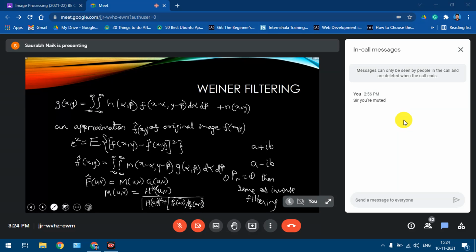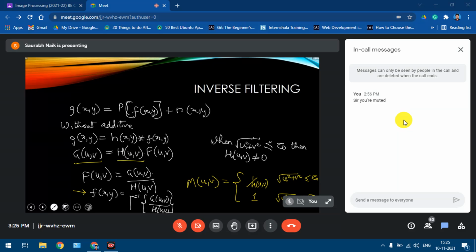So what we do is we usually consider the numerator of this equation as 0, and in such a case we then have a special case wherein M of u comma v is the same as 1 upon H of u comma v, and therefore in that case your Wiener filtering becomes the same as inverse filtering, and you would have the equation as this part. Okay, so you would be having this as your final output.